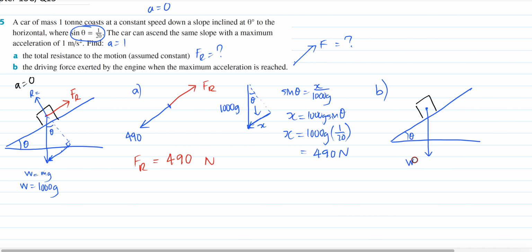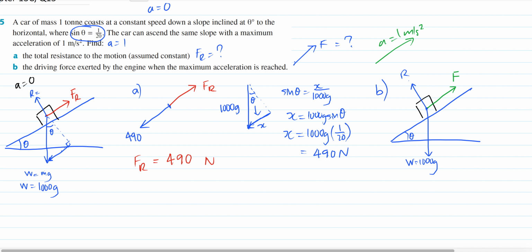So the weight force we know is 1000g, as always. Now you also have your reaction force, that's fine, we'll call that the reaction force. And then you've got the external force, the driving force exerted by the engine. I'll call that F, exerted by the engine, so it's going up, because we know the car is accelerating upwards at 1 meter per second squared. So there must be some force pulling it up, and we just call it F.